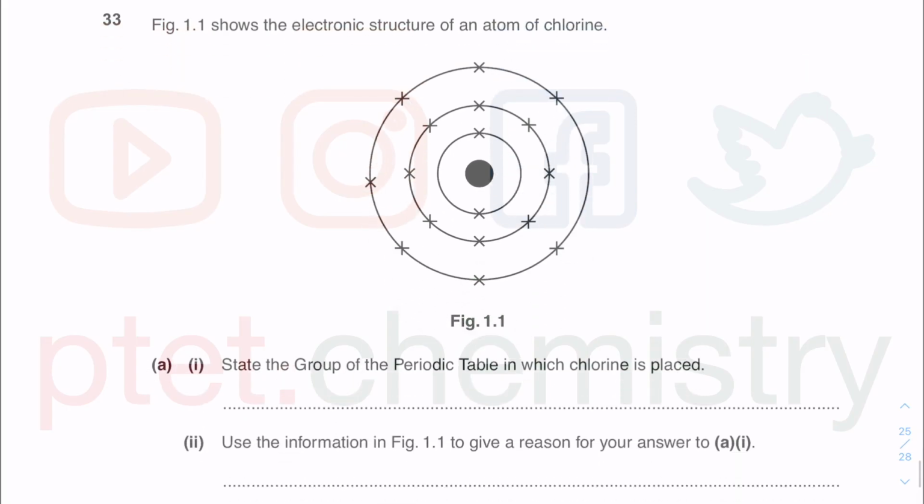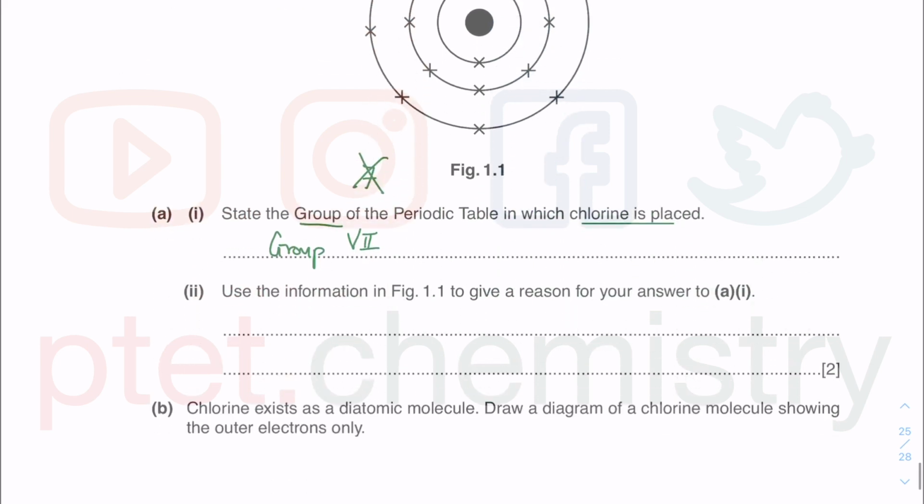Moving on to the next question. So we have chlorine. State the group in which chlorine is placed. Group number has to be based on the periodic table. So this is a Roman numeral. You cannot use the Arabic numeral, which is 7. This is not allowed at all because this is given the periodic table. Now use the information in the figure above. Give a reason. You must use the information.